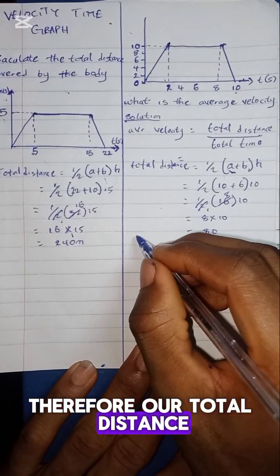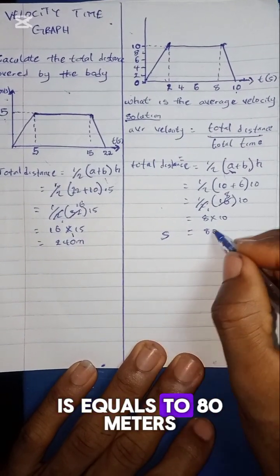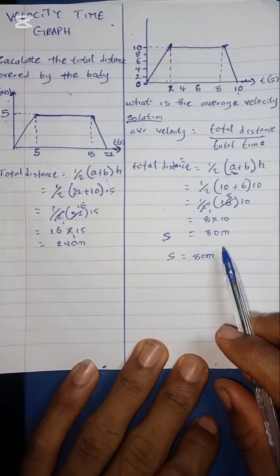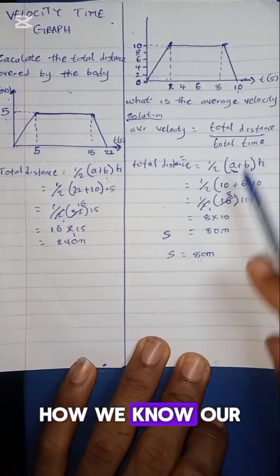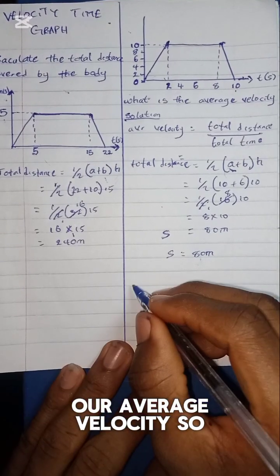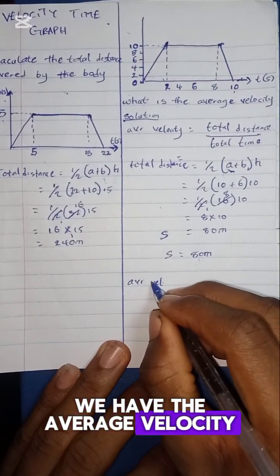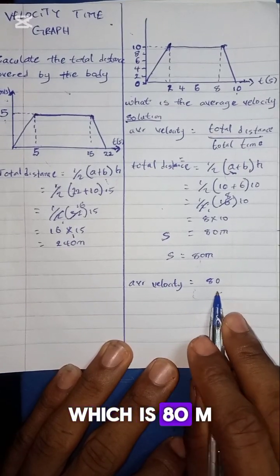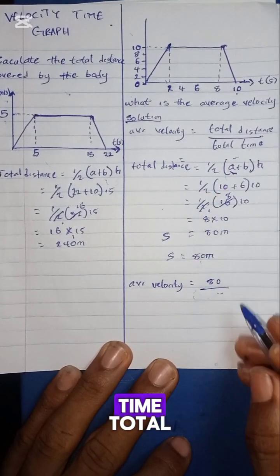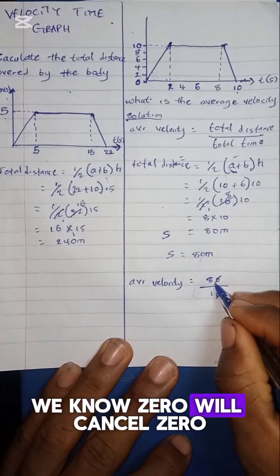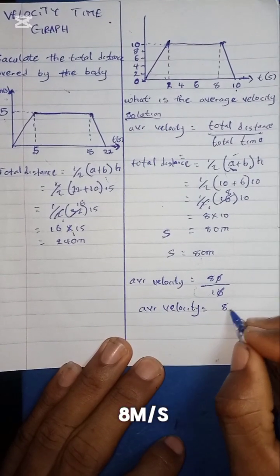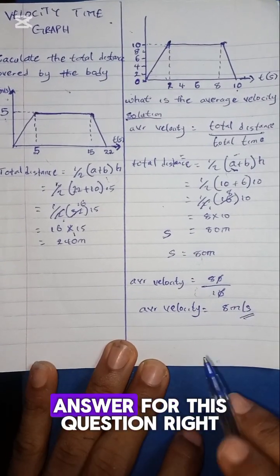Therefore, our total distance, which is s, is equal to 80 meters. Right? So now we know our total distance, and we know our total time, so we can find our average velocity. The average velocity is equal to total distance, which is 80 meters, over total time, which is 10. Right? We cancel 0. So our average velocity is equal to 8 meters per second, and this is your answer for this question.